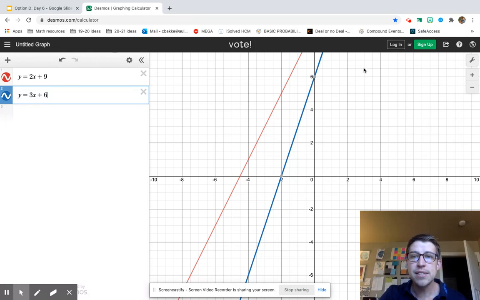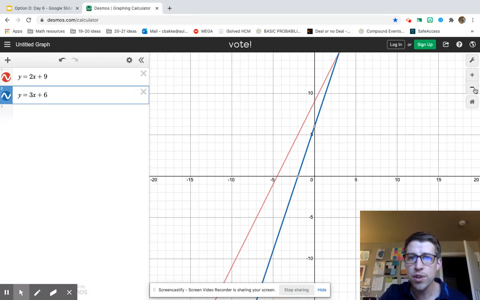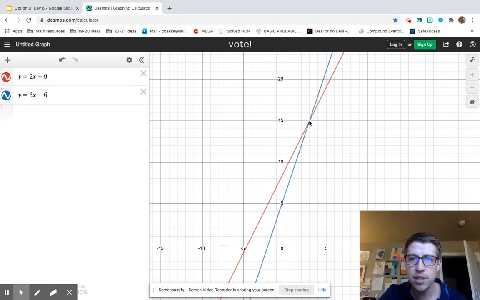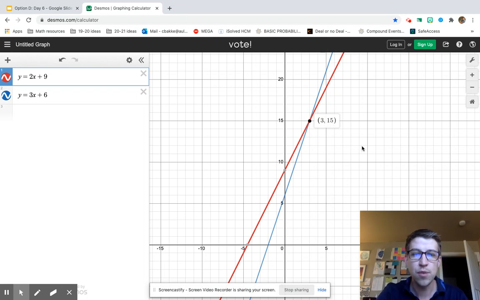You notice we can't see the intersection, so I'm just going to zoom out once real quick and maybe drag it up here so I can see that intersection. We should be able to graph the solution on it. X is 3 and y is 15. We'll understand what that means a little bit later. But let's go ahead and grab a nice picture of that intersection with the solution in it.